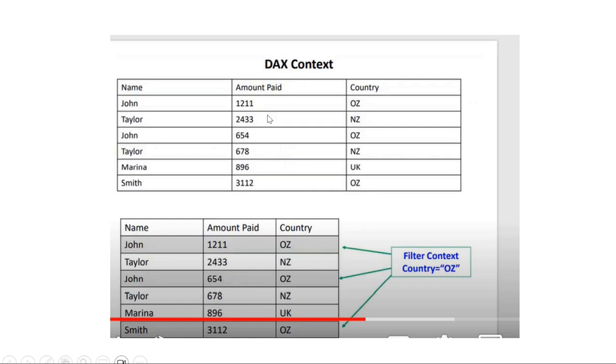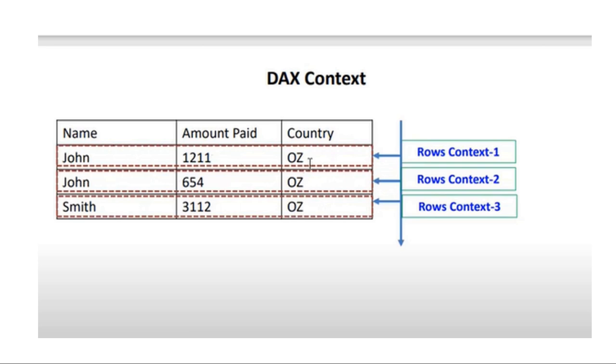Like here, this is a table where we want the name of the country only where the country name is OZ. So we applied a filter context here on this column. Filter context: country is equal to OZ. So it will return the data only where OZ is there. So it returned the value only with OZ, and row context will talk about only the rows. If we want any kind of filter from rows, then row context will work there.